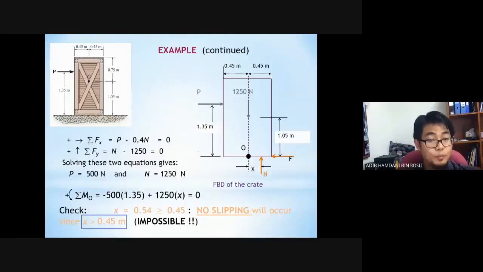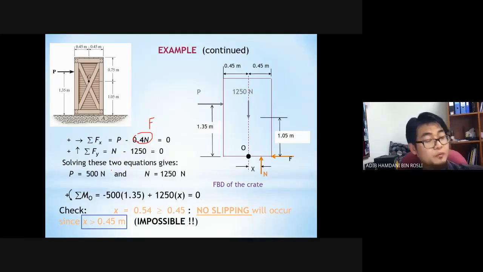And then you do the equilibrium, Fx equals 0. You see you have P minus 0.4 N, which is F, right? P minus F equals 0. And then you do Fy equals 0, you have the 1250 plus N, which is the normal force. And then from these two equations, you can solve this, right? Because you have P and N only. Of course, your N will be 1250 Newton, right? And then your P will be 500 Newton in this case.